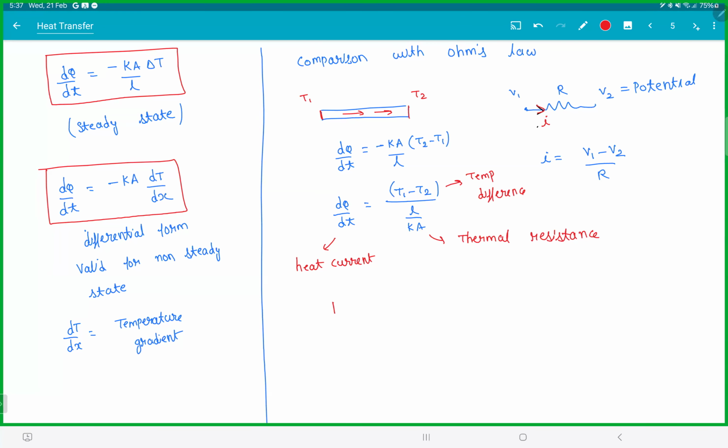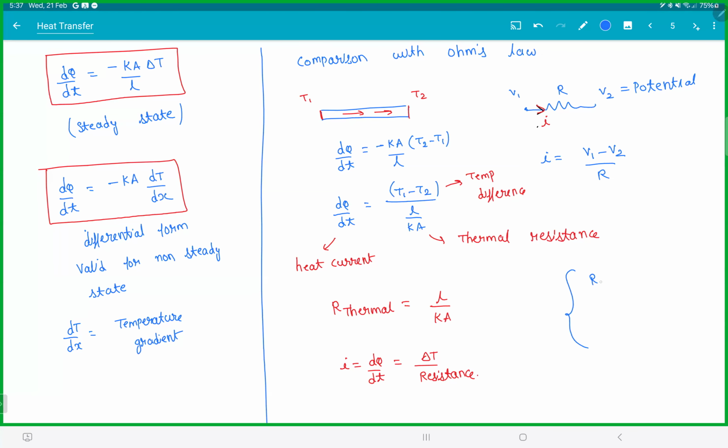So while solving equations, you can simply write R thermal is length by KA, and the heat current dQ by dt is simply temperature difference by resistance. Basically, V is equal to IR. Have a look at this. So we can replace each rod with L by KA, thermal resistance, and we can simplify. You can see the resemblance actually.